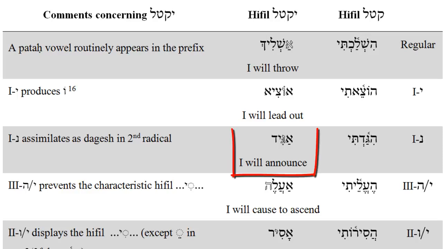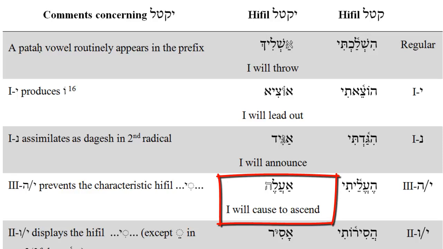Next, consider first nun verbs. The verb we'll use as sample is agid. Here we find that the first nun of the shoresh nagad will assimilate, leaving behind a dagesh in the second radical, in this case in the gimel.